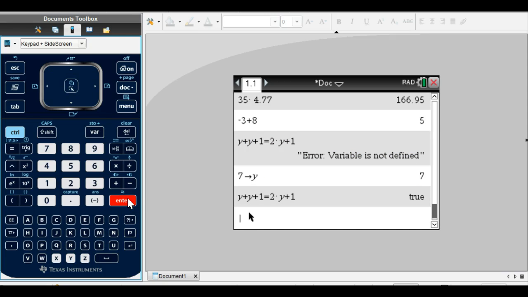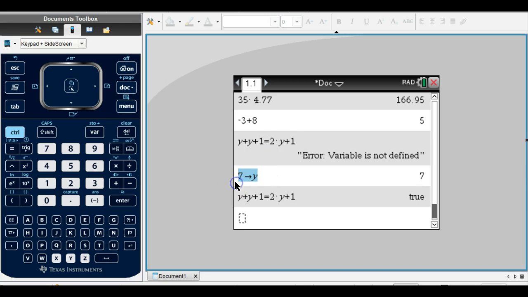Great question. Jensei just asked me, look at this. Mohammed, you with me? Yeah, I'm with you. So here's Jensei's question. Why did I do 7 store y instead of 7 store x?